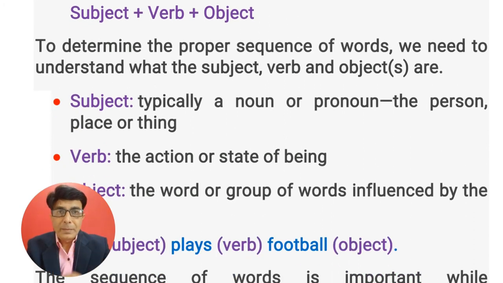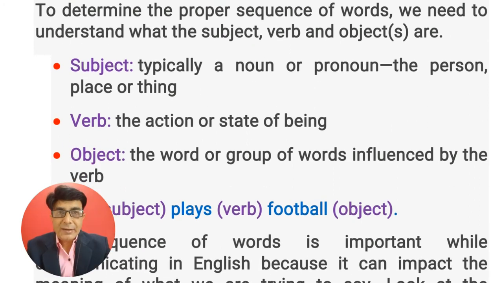Okay. Verb. What is a verb? The verb is the word which suggests or which indicates some action or state of being. We played football. In this sentence, the word played is a verb. Why? Because the word play suggests some action of playing, right?